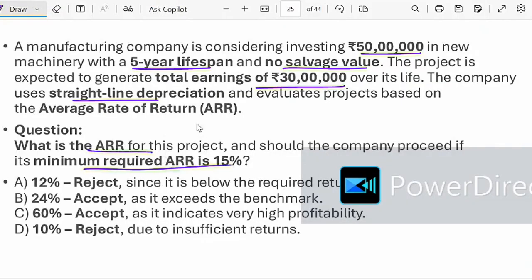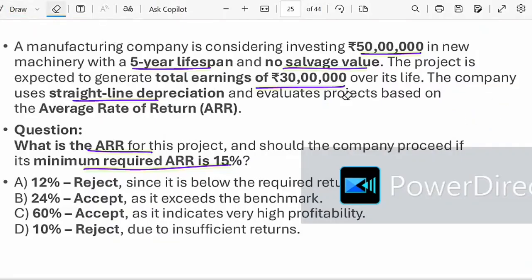Tell me, what is the ARR? We have already discussed the ARR, accounting rate of return. It is the average return that you earn every year on your original investment. It's like asking, suppose I invest 1 rupee, how much profit do I get back every year on average, right? That is called accounting rate of return. Here nothing is mentioned about which version to use, so we will apply the simple version.